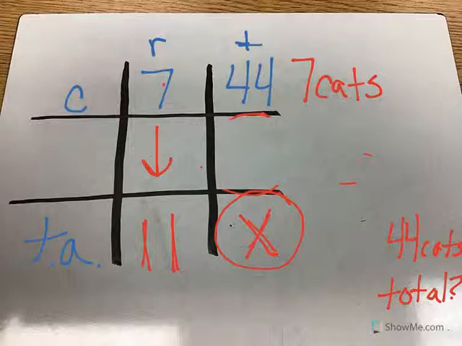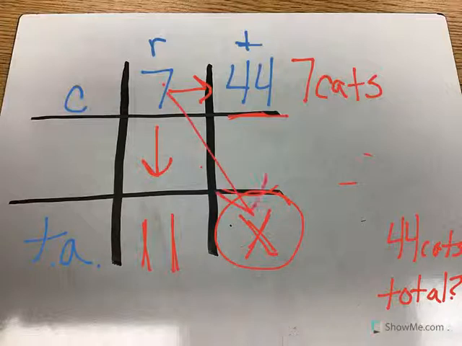They gave me 44 cats. I'm looking for how many total animals. Now, on this one, how do I go from 7 to 44? I don't know. I could divide it on a calculator, but if I don't know off the top of my head, the way you can solve any proportion is by cross multiplying.